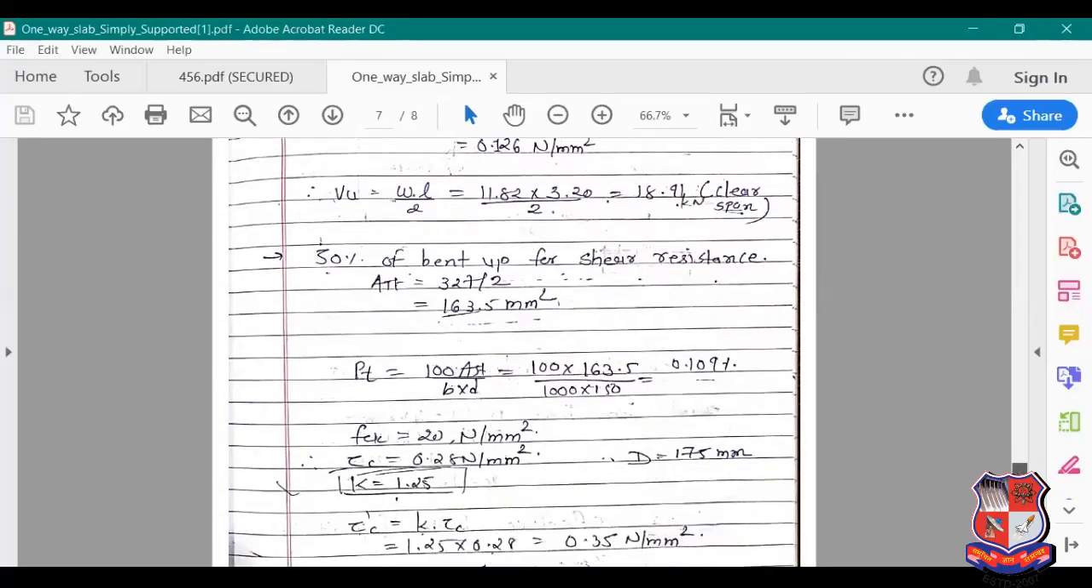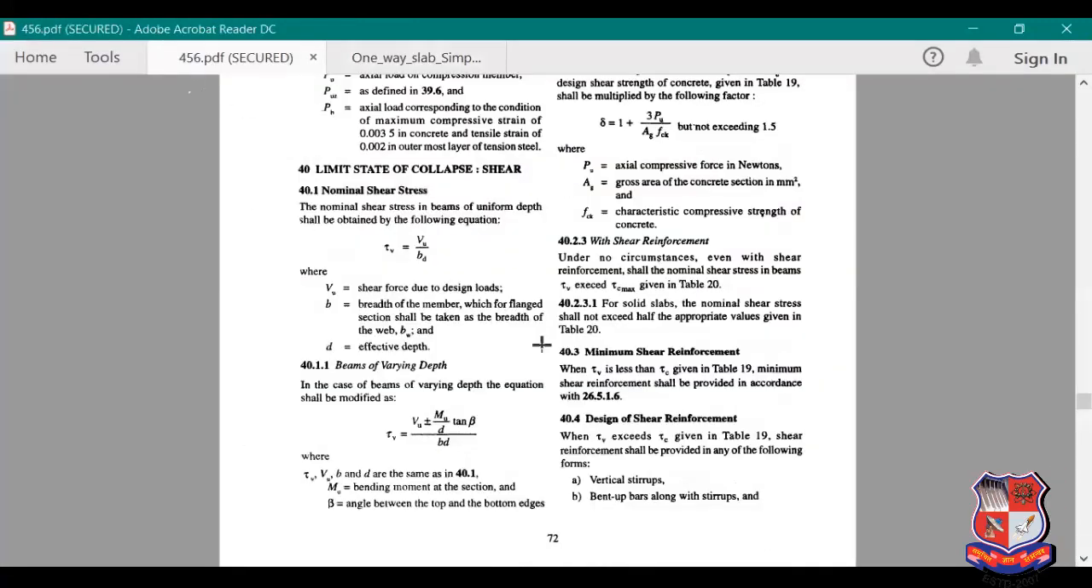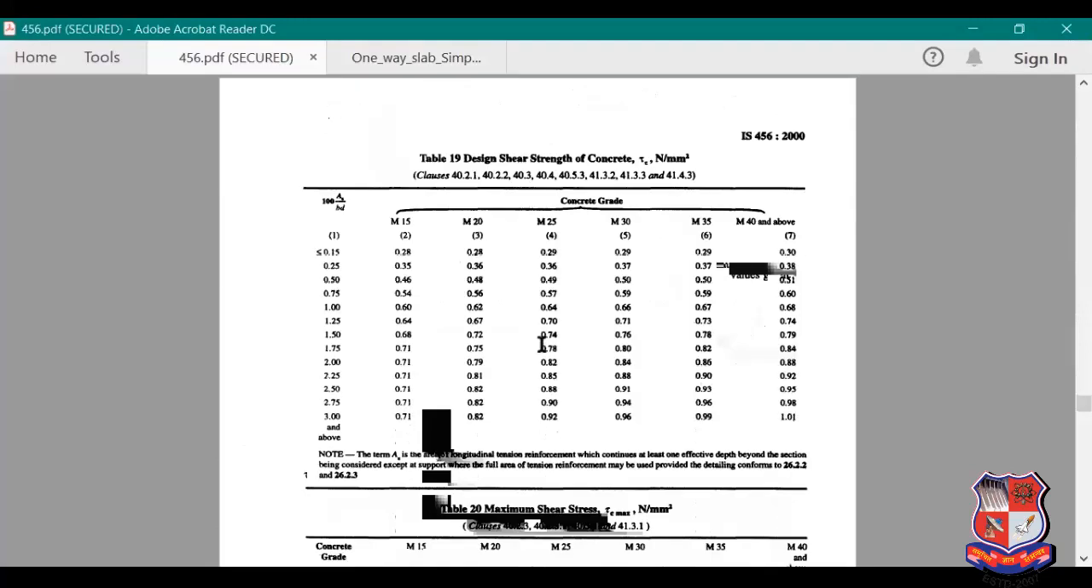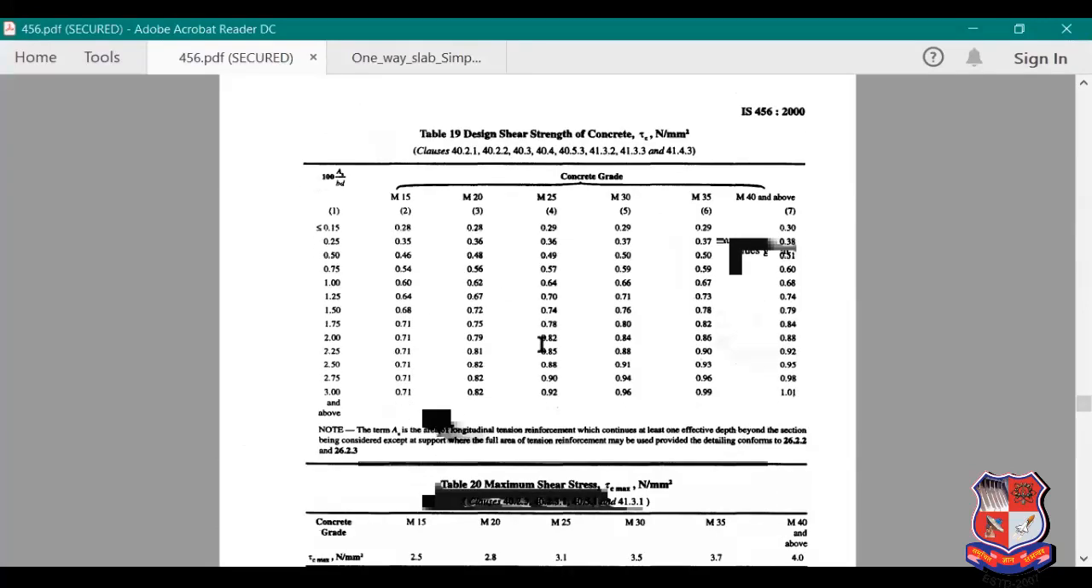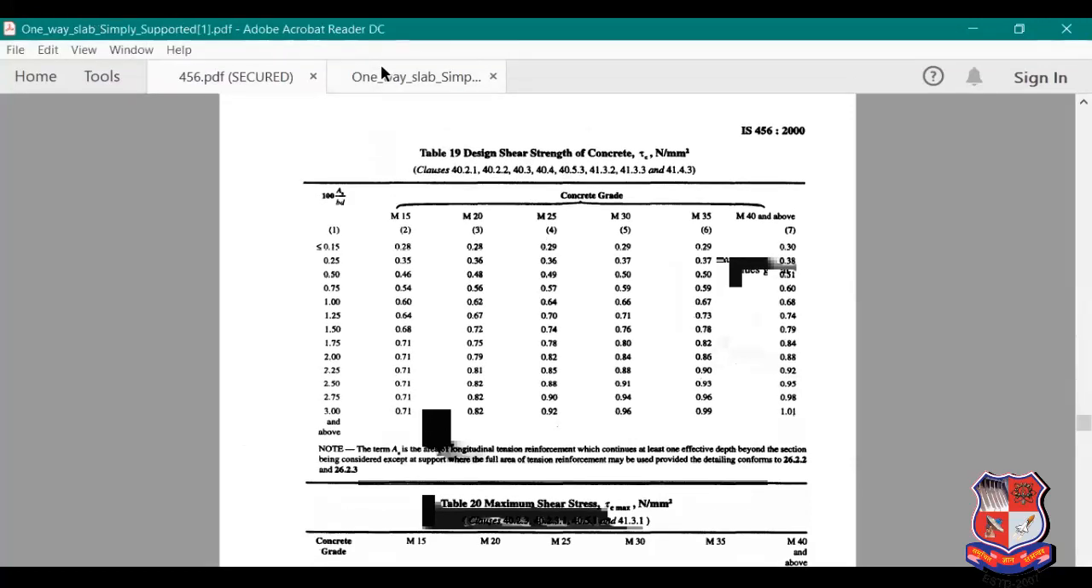Then 50% of bent up bars for shear resistance. So take it as 50%. It is 136.5 mm square. Why is it so? Let's jump to page number 73. So here is table number 9.